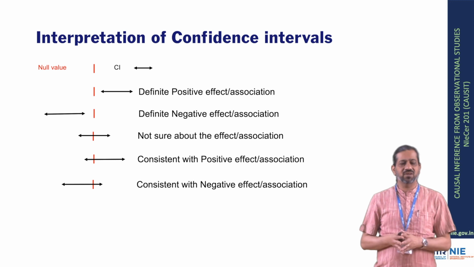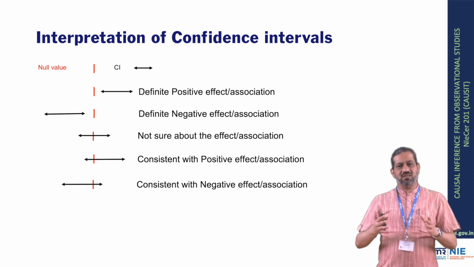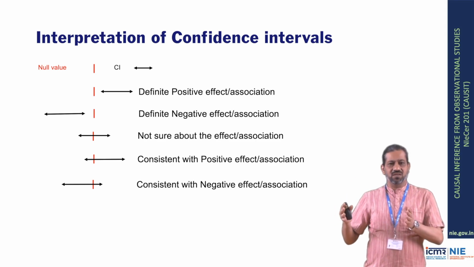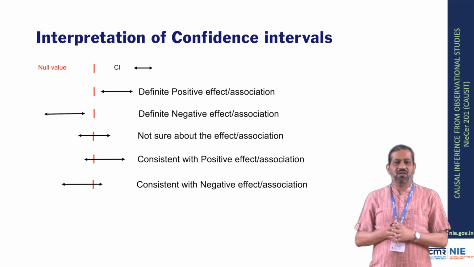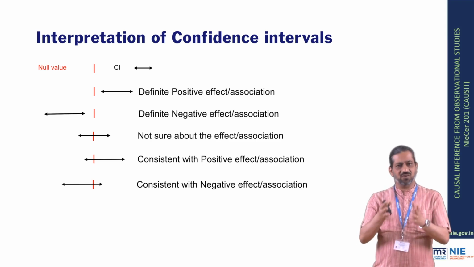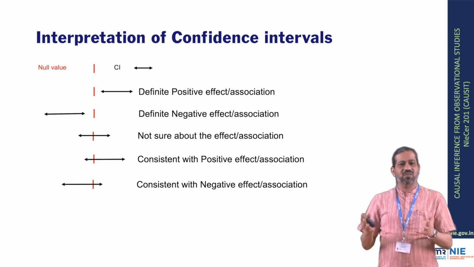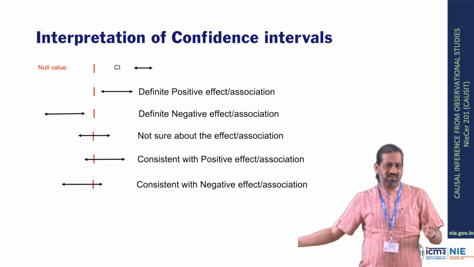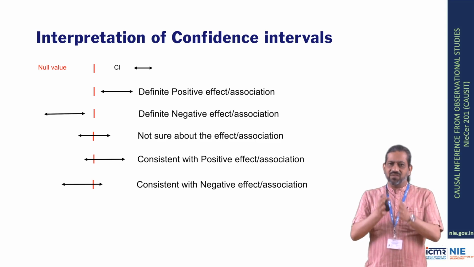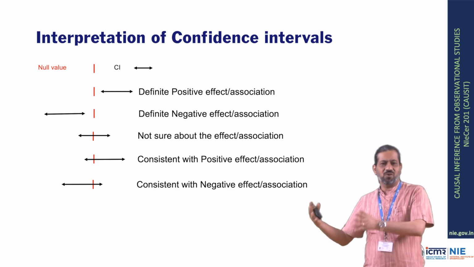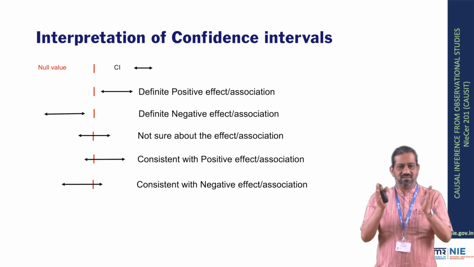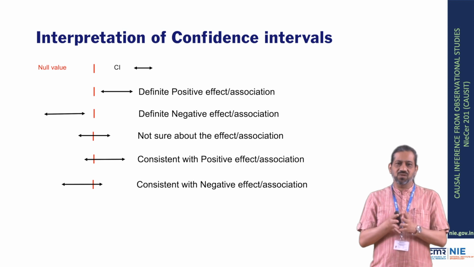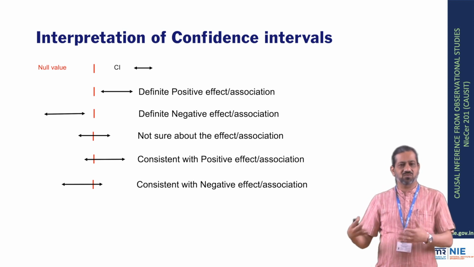In another scenario, it is possible that the confidence interval may contain the null value, but most of the confidence interval is towards the right side. So if we take the same example as before, if your risk ratio is 2 and the confidence interval around that is from 0.9 to, let's say, 6, then we would say that the risk ratio is more likely to be positive than negative. And hence, such a confidence interval tells us that our value of 2 is consistent with a positive association.